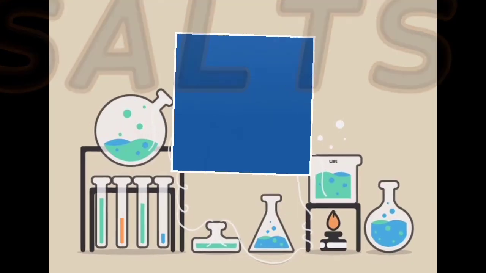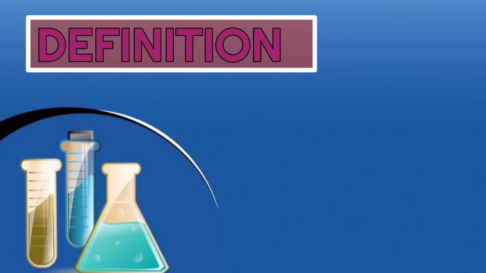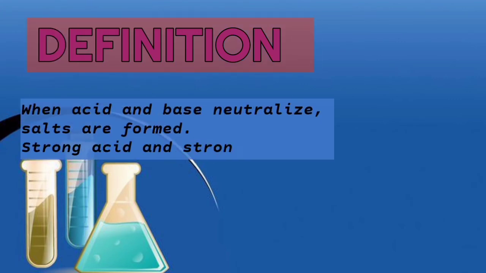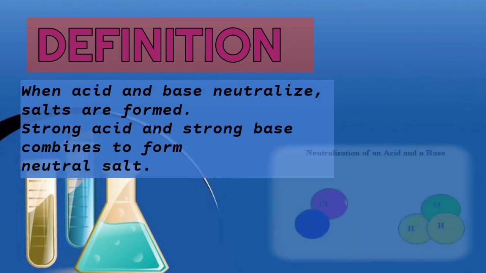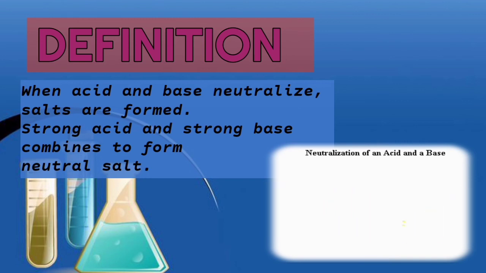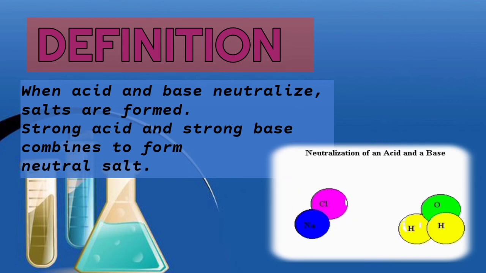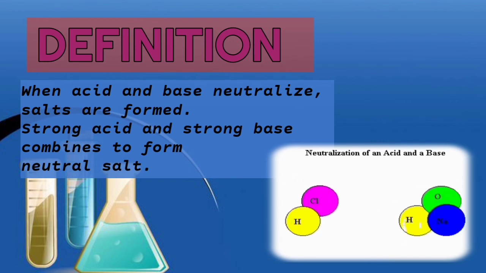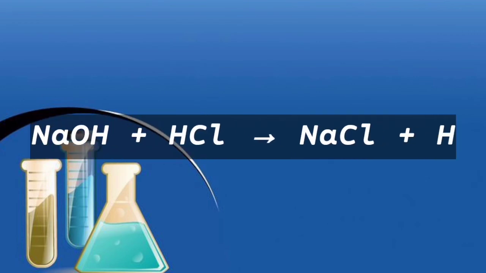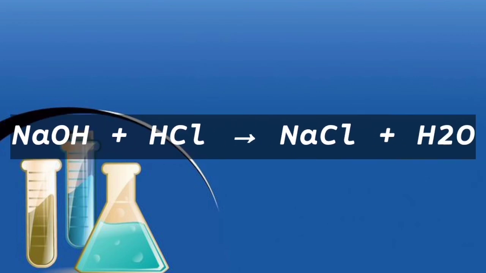Salts. Now, when acid and base neutralize, salts are formed. Strong acid and strong base combine to form neutral salt. So HCl is a strong acid, NaOH is a strong base. When they both neutralize each other, a neutral salt, that is NaCl, is formed. So strong acid, strong base forms neutral salt. This is the same thing.